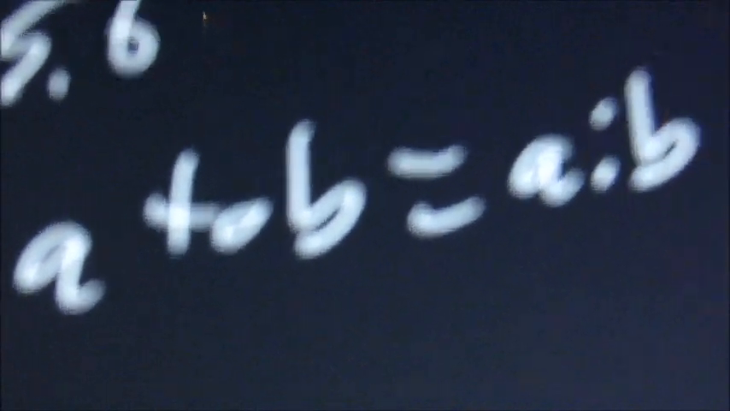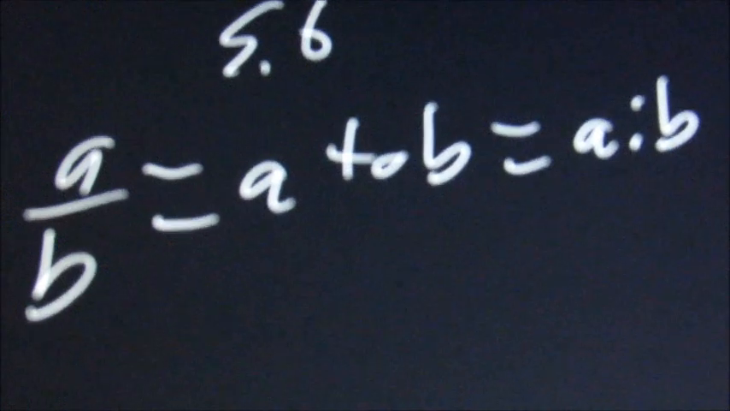In 5.6, we're going to talk about ratios and rates. For ratios, there's a bunch of ways that you can write them. You can say A over B, which means A is to B, or A to B, or A colon B. And all these mean the same thing.